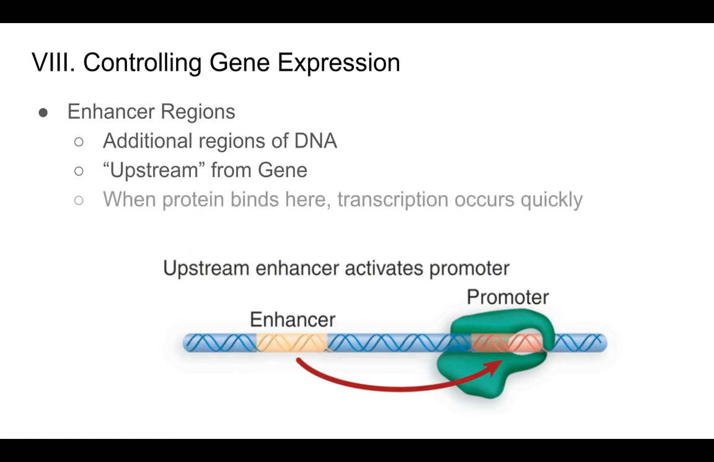And if they exist, and a protein binds to the enhancer region, it actually facilitates the process of transcription. It makes RNA poly bind to the real promoter region quickly, and transcription will occur and run pretty quickly as a result. So enhancers will boost gene expression.